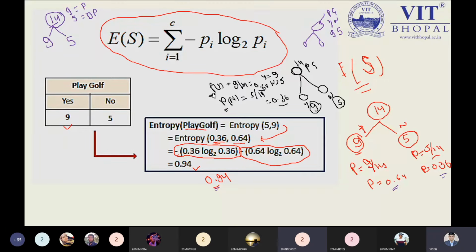Yes, sir. At the time of the examination, you can use a scientific calculator to do the calculation. There will be no issue. You know how to determine the value of log 2 from the calculator. Okay, so now let us move to the next part.